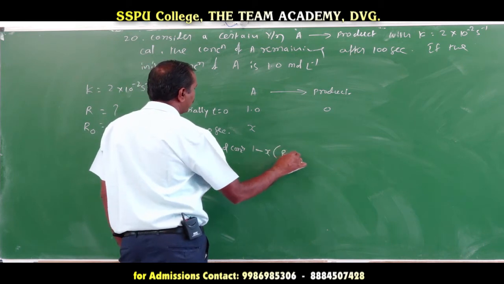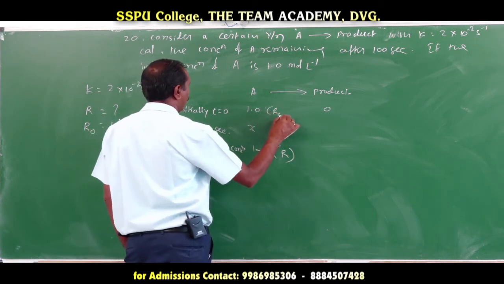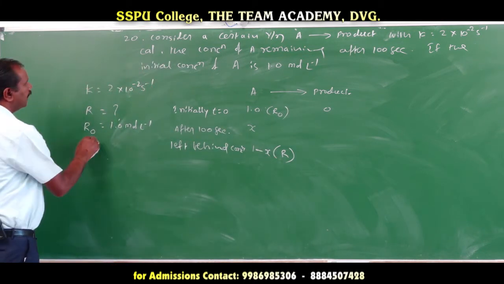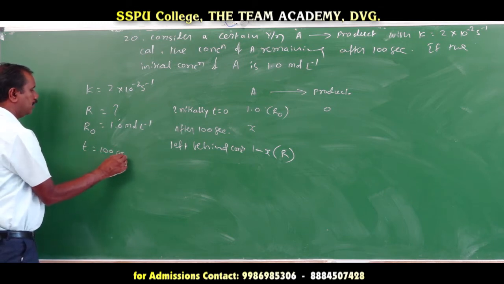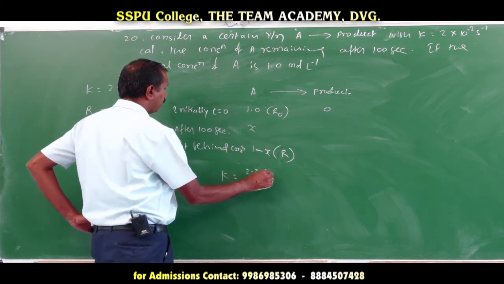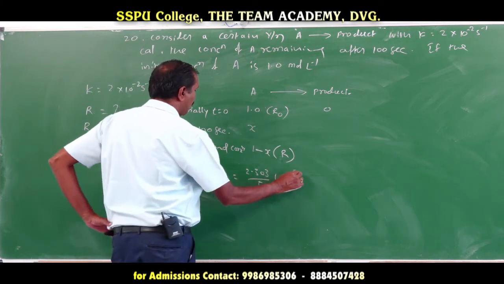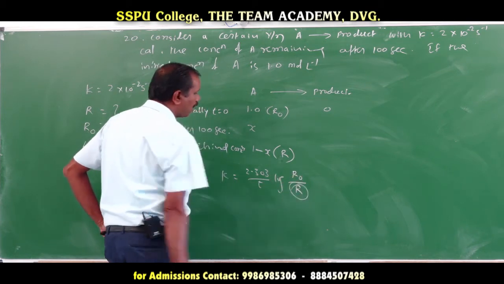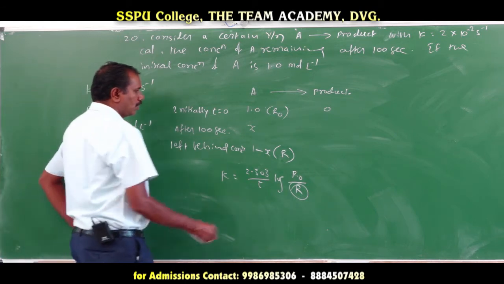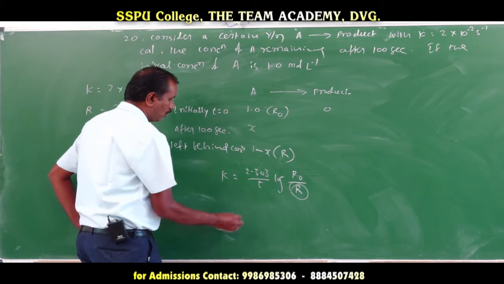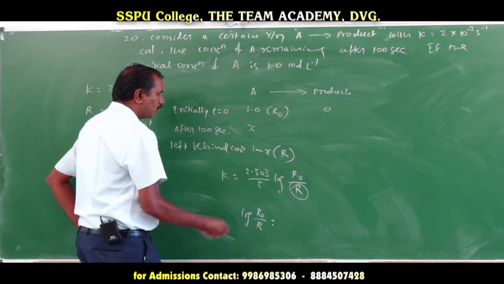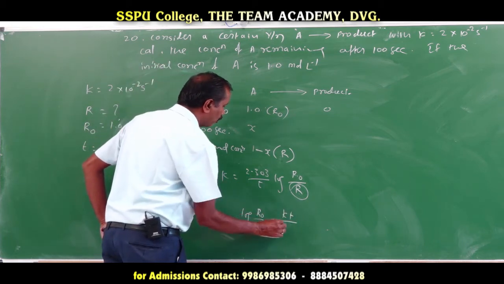1 minus x is nothing but R, and this is R naught. How do we find the value of R when the time is 100 seconds? K can be calculated using the formula 2.303 by T into log of R naught by R. R naught is known, T is known, and K is known, but we can't calculate R directly. So log R naught by R has to be calculated first. Log R naught by R is equal to KT by 2.303.